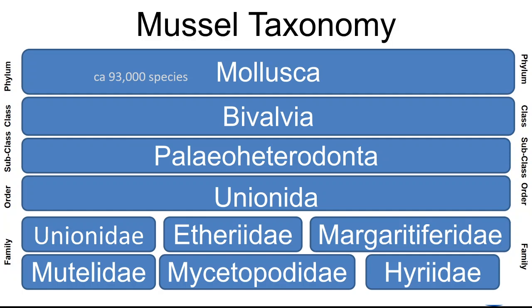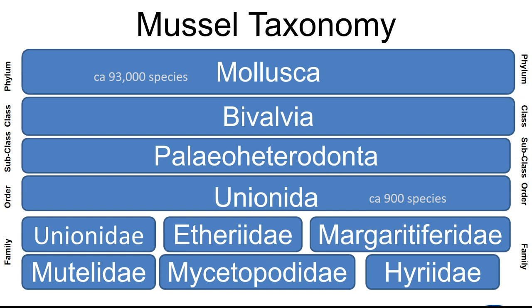They share that phylum with other organisms like the octopus, the squid, and even snails. They're in the class Bivalvia. These are organisms that have two shells on either side of their body, the left and the right sides. They're in the subclass Paleoheterodonta and in the order Unionida. We're going to focus on a group of families within the Unionida that have a unique life cycle. And we'll get to that in a little bit.